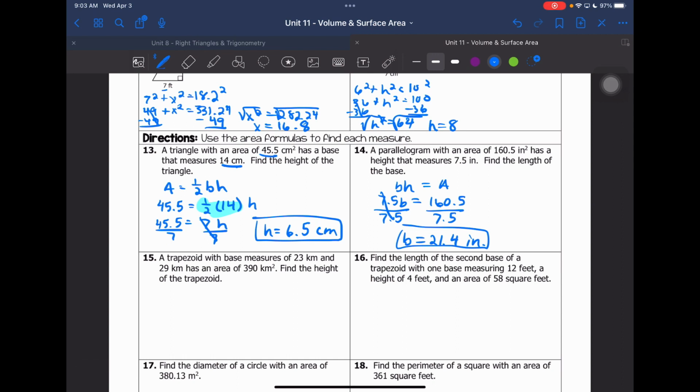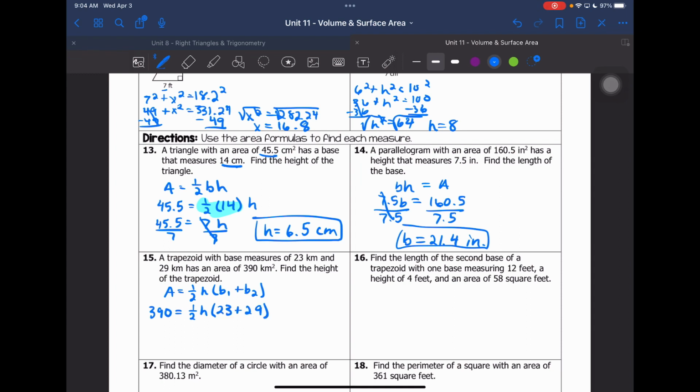Number 15 says a trapezoid with base measures of 23 and 29 kilometers has an area of 390 kilometers squared. Find the height of the trapezoid. So I think it might help to remember the formula for area of a trapezoid. We basically have 1/2 times height times base 1 plus base 2. We know the area is 390. We don't know the height, but we do know the two bases. So we can say 23 plus 29.